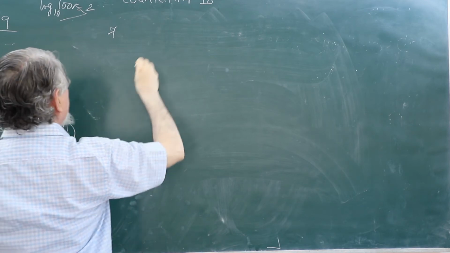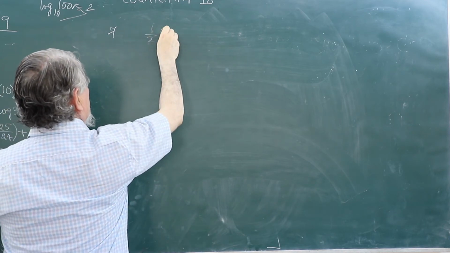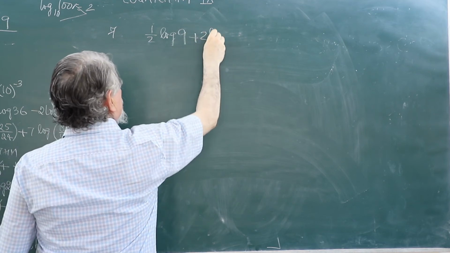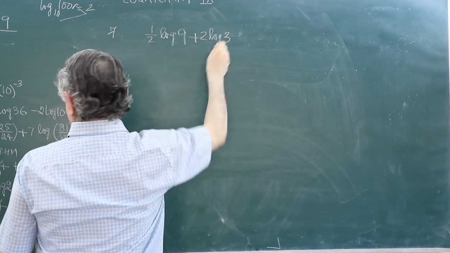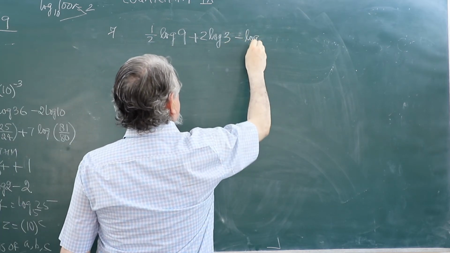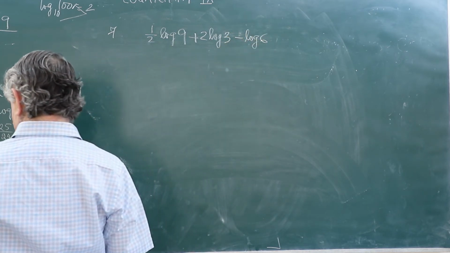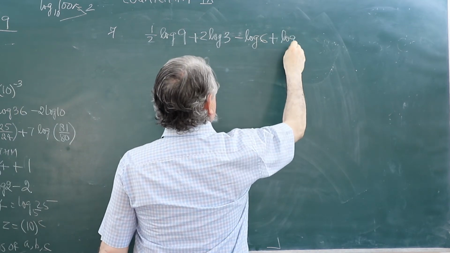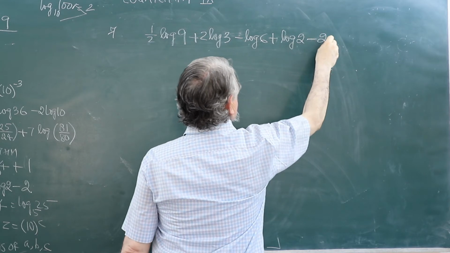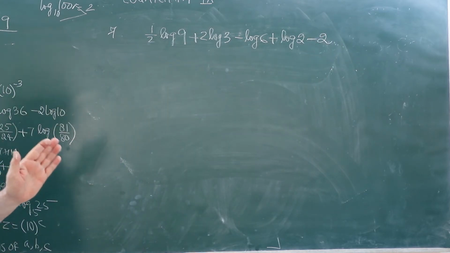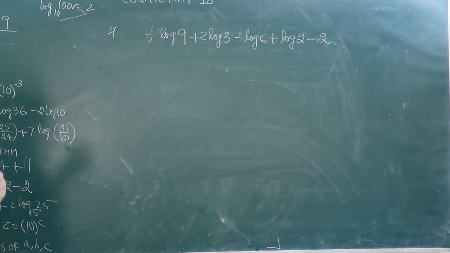I have half log 9 plus 2 log 3 minus log 6 plus log 2 minus 2. So half log 9 plus 2 log 3 minus log 6 plus log 2 minus 2.